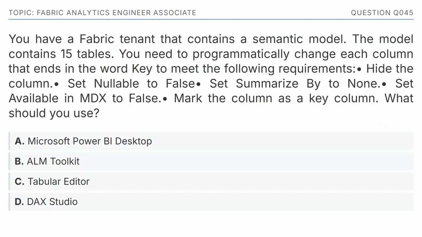You have a Fabric tenant that contains a semantic model. The model contains 15 tables. You need to programmatically change each column that ends in the word key to meet the following requirements: hide the column, set nullable to false, set summarize by to none, set available in MDX to false, mark the column as a key column. What should you use?